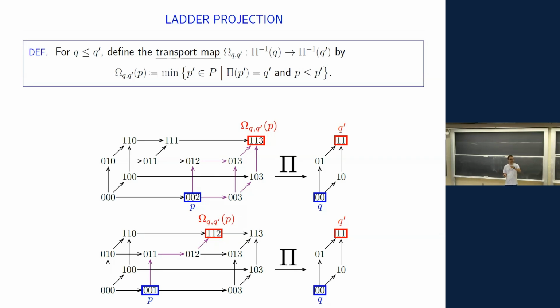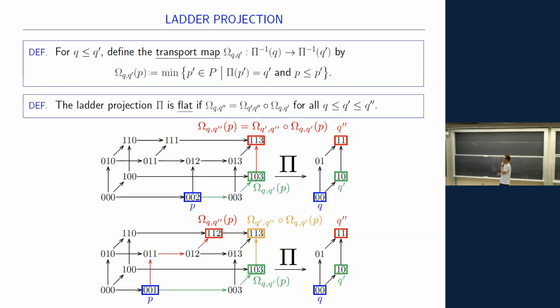I think of it as a transport. I try to push from the fiber where I am, the fiber of q, to the fiber of q prime, and I try to go as fast as possible because I'm in a hurry. These are the transport maps in our two ladder projections. And I will say that the ladder projection is flat if the transport maps compose properly.